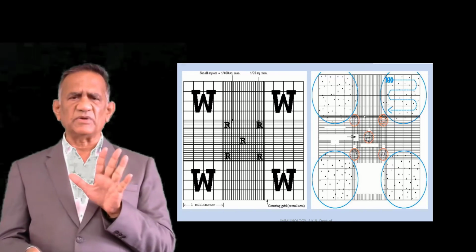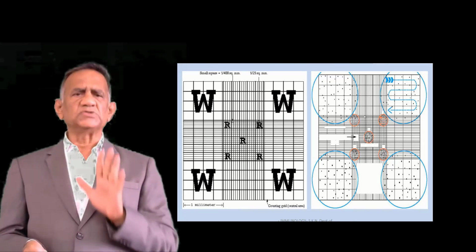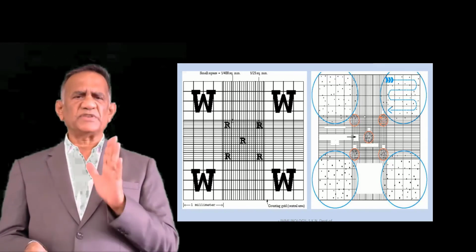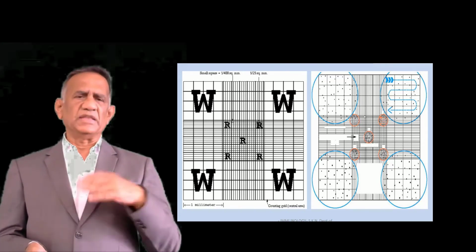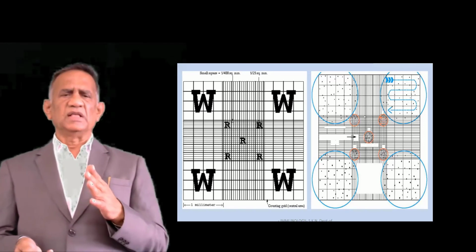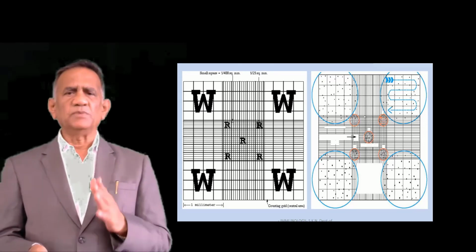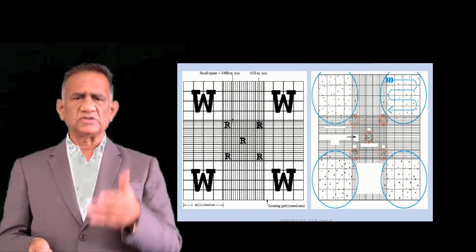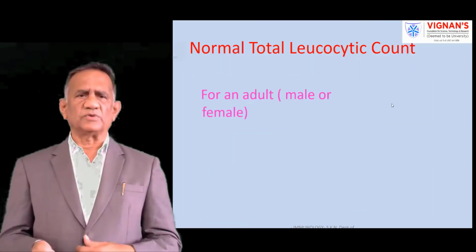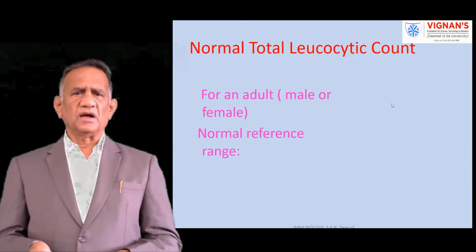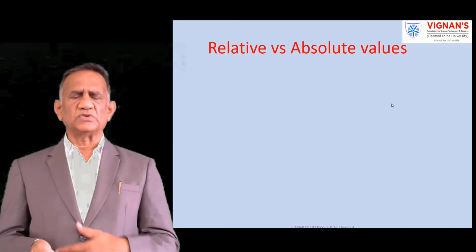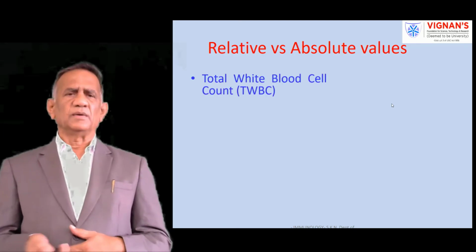In the beginning slides itself, I was mentioning to you, RBC is no longer coming into the immune system. RBC is only for percent saturation of the oxygen. For anemic situations and for healthy situations RBC is being used, but WBC is only for immunological monitoring. In this way, we used to have the count. So for an adult, male or female, the normal reference range is between 4,000 to 11,000 per cubic millimeter.